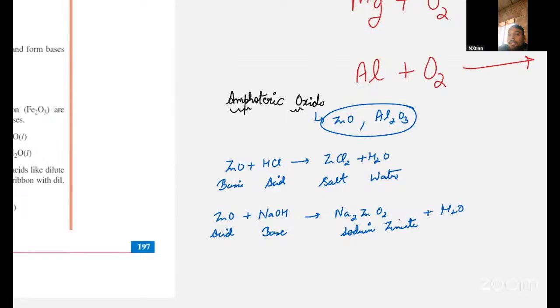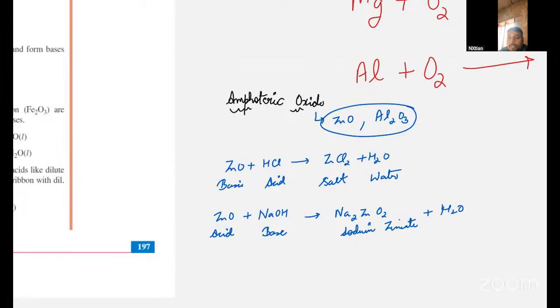You can write the definition with me. Those oxides which behave like an acid when they react with a base, and like a base when they react with an acid.